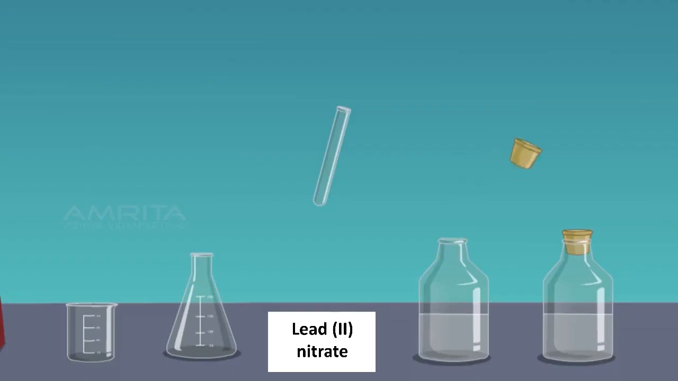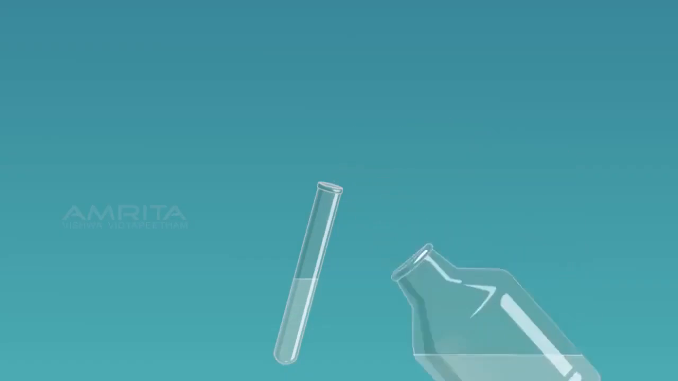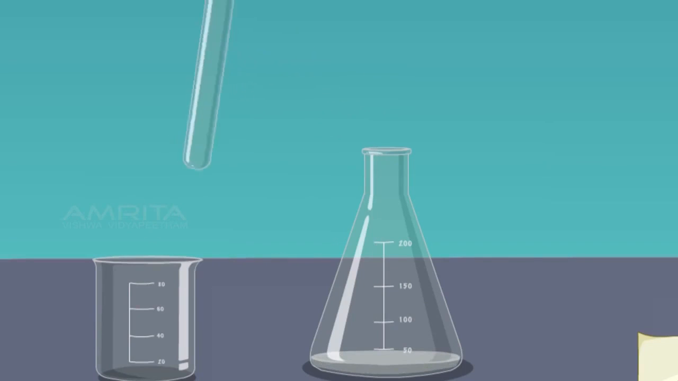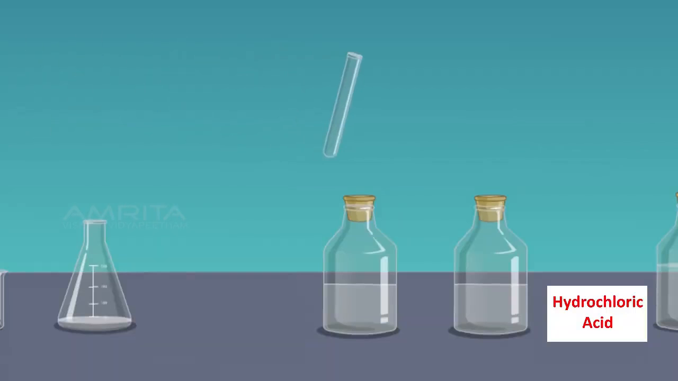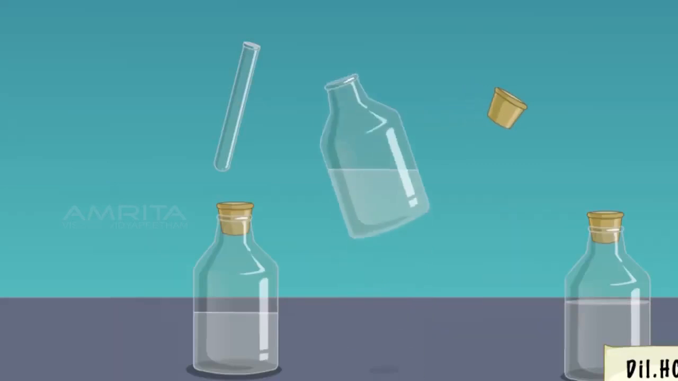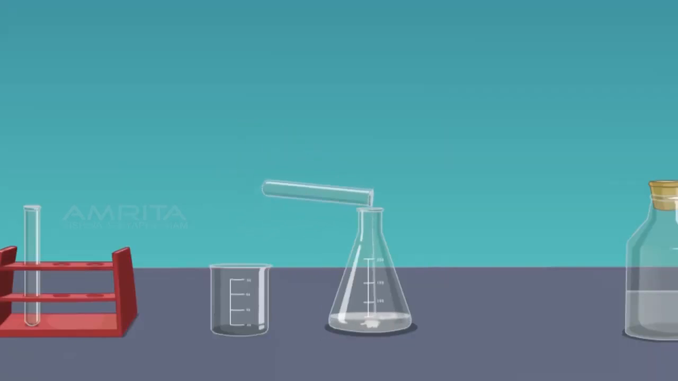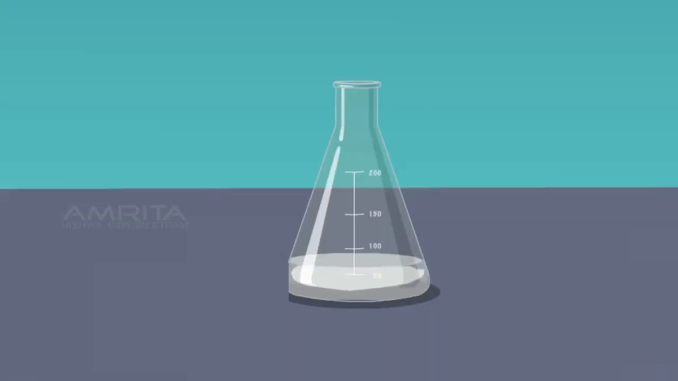So now we're going to move on to our lead(II) nitrate. And once again, we'll put that into our flask. And we're going to go get some hydrochloric acid at this point. And we'll mix our hydrochloric acid with our lead(II) nitrate. And we have another white precipitate forming. So we have a reaction here.